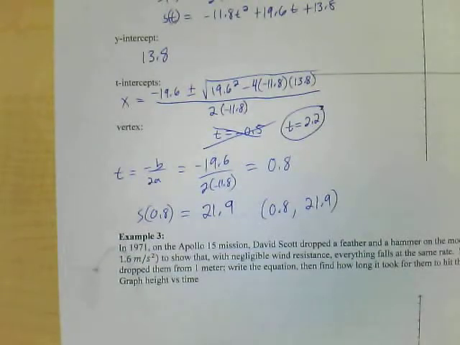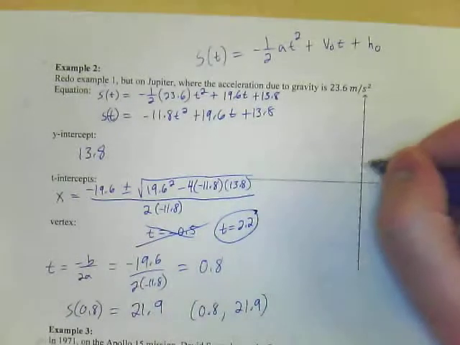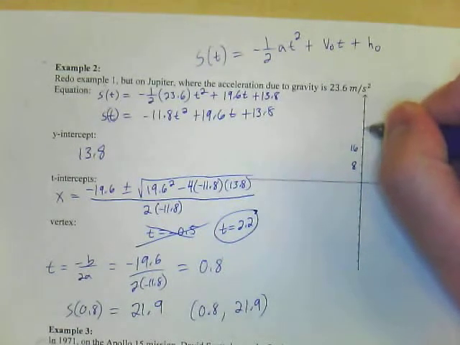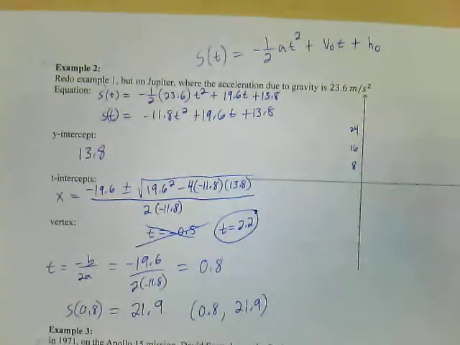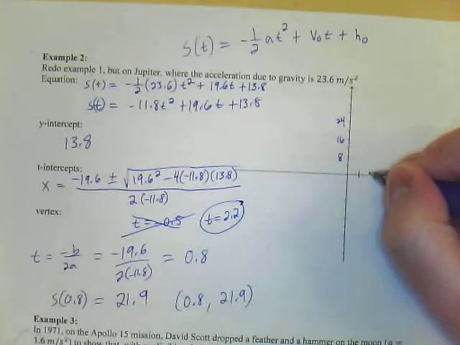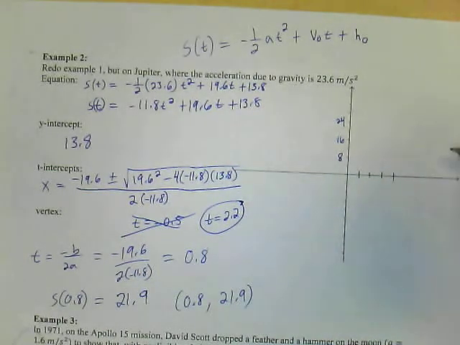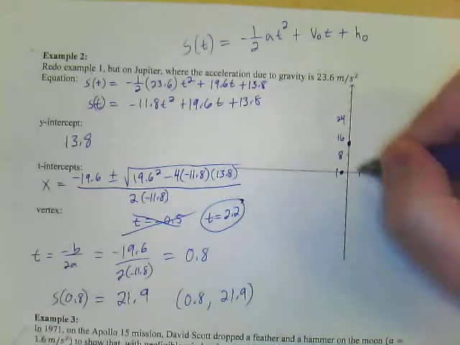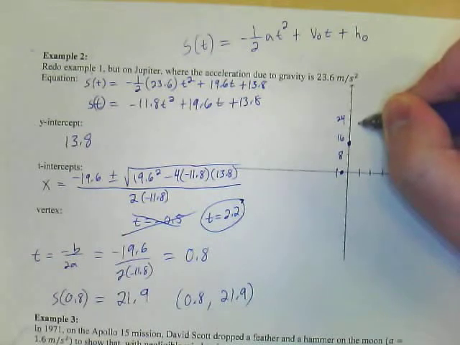So to graph this, again, let's scale the y-axis. I'm going to use the same scale as we did last time: 8, 16, and then we'll put 24 there, and we'll leave the x-axis just the same with 1, 2, 3, 4, and so on. Okay, so we have it hitting the ground half a second before we launch it, which we can ignore, but for the purposes of graphing, we'll put it there. It's going to have a y-intercept of 13.8, and the vertex is going to be at 0.8 and then 21.9.